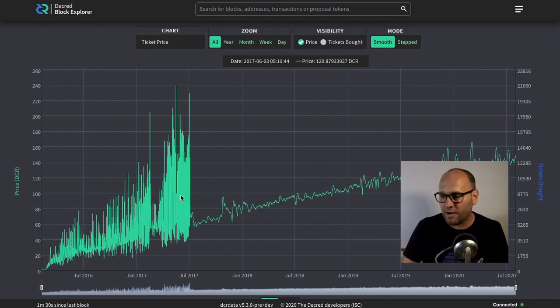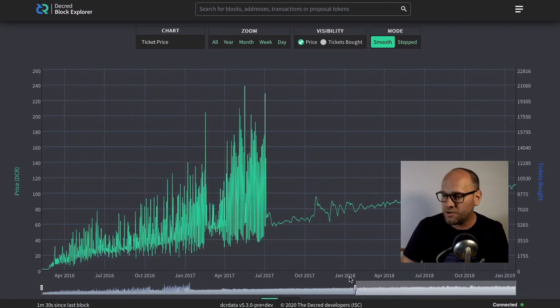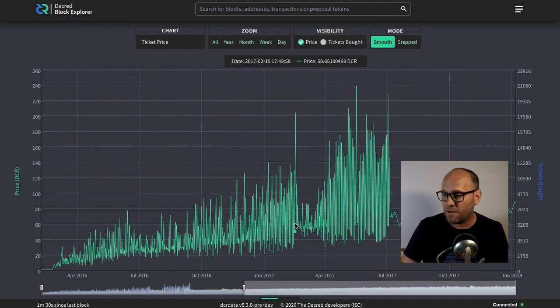And you're seeing that right here. And if you zoom into it, you can see where the price would come down, people would buy, and in the very next block, it would shoot back up, so no one would buy.